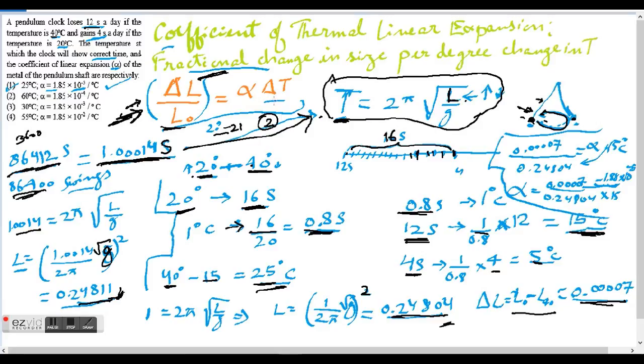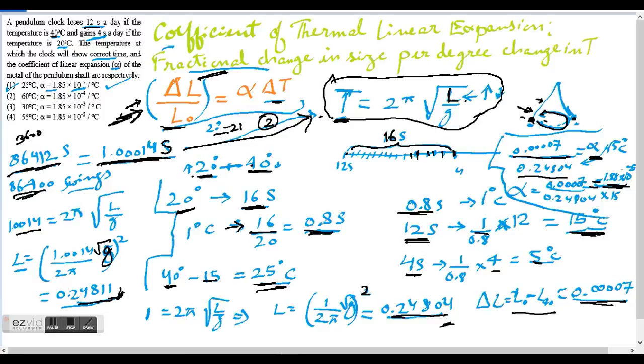So if I move things around, I'll get alpha is equal to 0.00007 upon 0.24804, which comes to around 1.88 into 10 to the power minus 5.